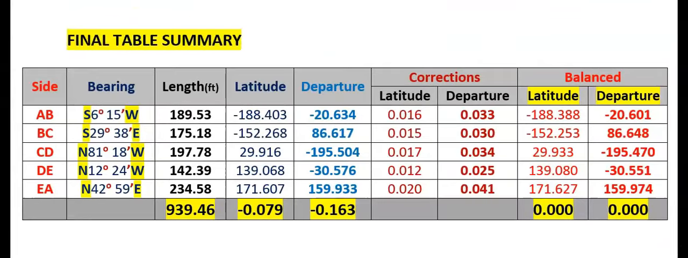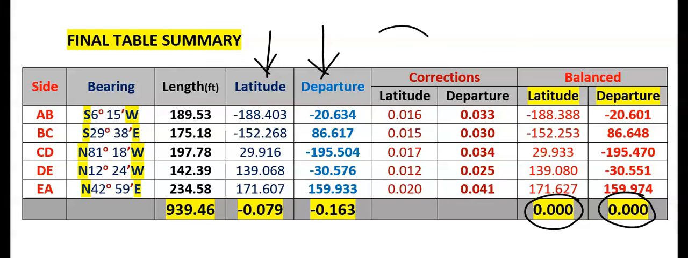In conclusion, this calculation is balanced, and the traverse calculation is correct. If you do this with a computer, you are going to get the same answer. The problem many students encounter usually starts with the earlier departure and latitude. Once you make mistakes with your departure and latitude, the mistake will overflow to the corrections and the mistake will also overflow to the balanced. And at the end of the day, you might end up not getting a balanced calculation.